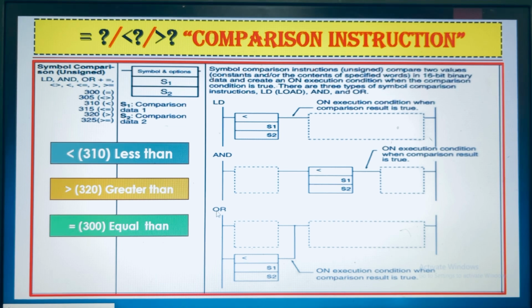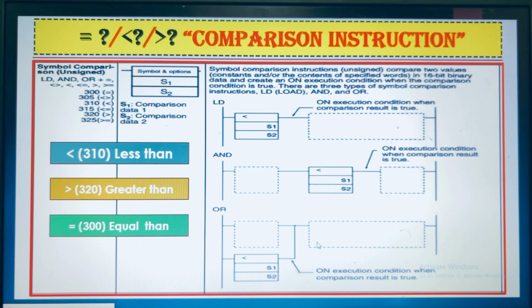LD, AND and OR. LD is load: it loads on execution condition when the comparison result is true, and the output is on. AND means on execution condition when the comparison result is true, both are on, then the output is on. OR means on execution condition when the comparison is true, if either one result is on, the output is on.